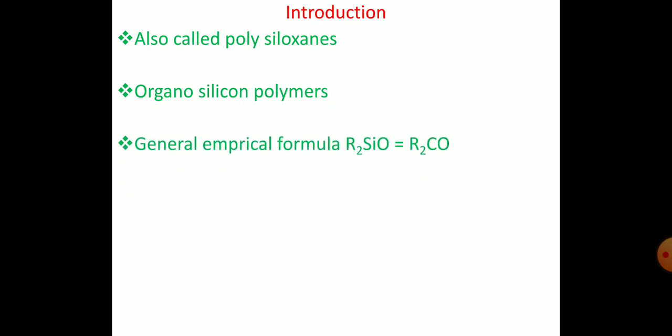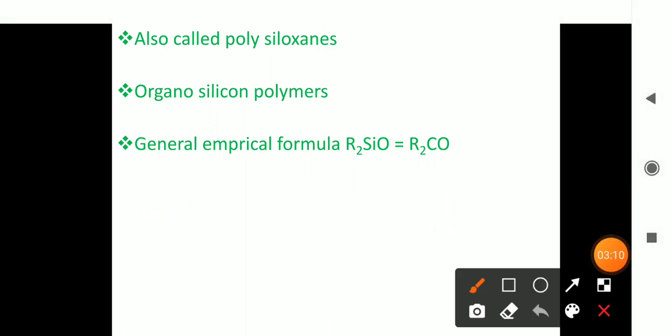Then look at point number 3. It is given about the general empirical formula of silicones. What is it? The general empirical formula of silicone is R2SiO. So R2 is the organic part. Here R may be an alkyl group. Examples for alkyl groups are methyl, ethyl, and so on. And for an aryl group, the examples are phenyl, benzyl, and so on.